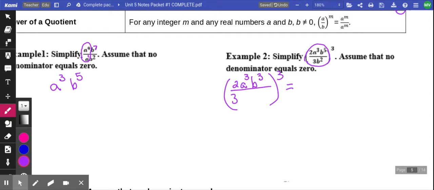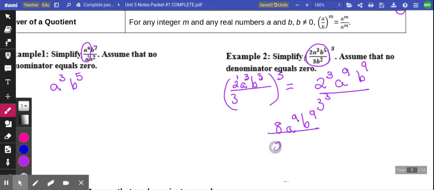Now I'm going to give each base the exponent of 3 by multiplying the exponents. 2 has an exponent of 1, so that's 2 cubed. A has an exponent of 3, so I multiply 3 times 3, so that's a to the 9th. B has an exponent of 3, so 3 times 3 is b to the 9th, over 3 to the 3rd. Now, we should do 2 cubed, which is 8, over 3 cubed, which is 27.